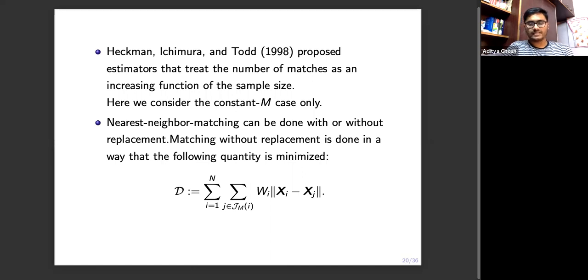In fact, I have not seen any implementation of this thing. Usually what is done in practice is that people do not go for M matching. They just take M equal to 1, just the nearest neighbor. For nearest neighbor matching with M equal to 1, with or without replacement, they are the same.